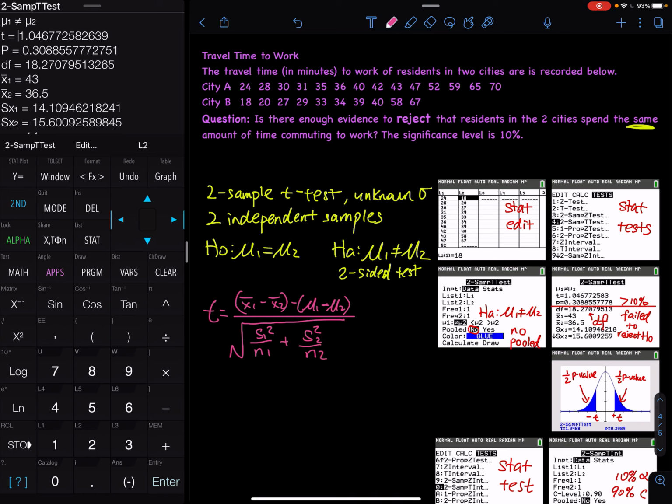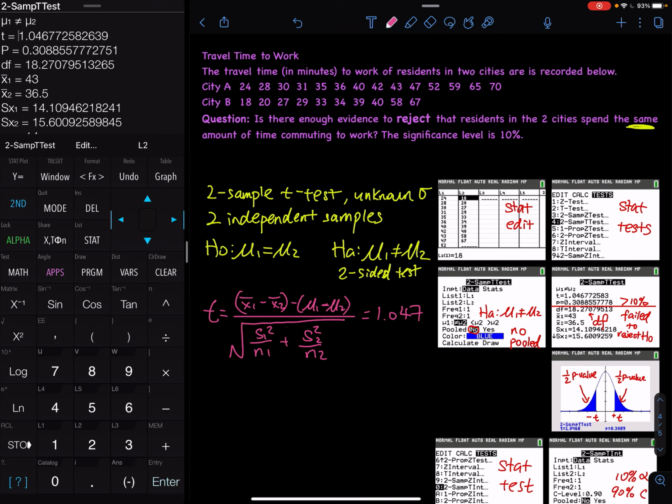Where do we find these numbers? You find these numbers on the calculator screen. Do you see that on the fourth screen? So you have s1, s2, n1, and n2. Okay, so what is that equal to? Take a look. That is equal to 1.047. And then what's the p-value?